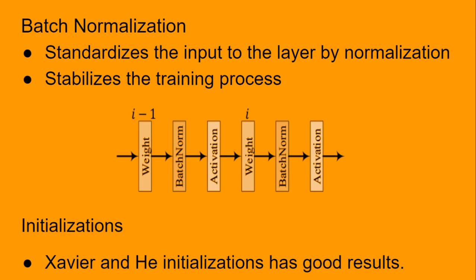Initial weighting methods also have an impact on the training. If we use 0 or some constant initialization for all the parameters, they all update together with the same values, resulting in the collapse of the network. Methods like Xavier and He initializations prove to have good results.